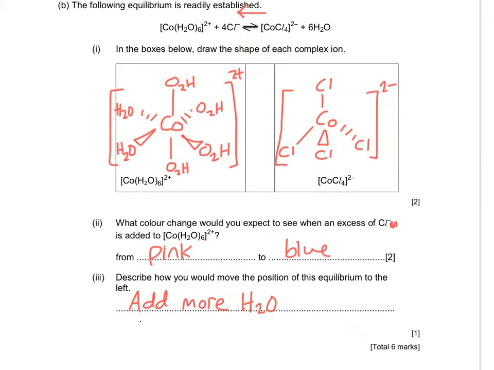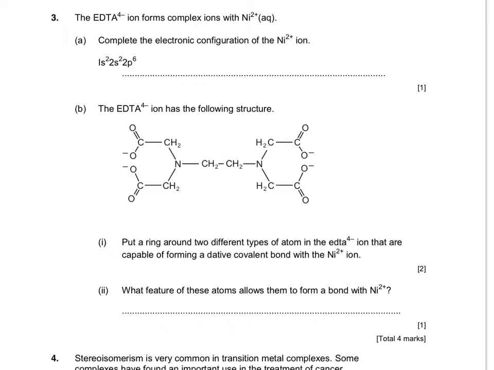So shall we go on to the next page of questions? This time it's a multidentate ligand, EDTA4-, and it says complete the electronic configuration of the Ni2+ ion. You might want to go and grab your periodic table for this one. As the part provided takes us to neon, we have to put the remainder in to bring it all the way up to nickel.